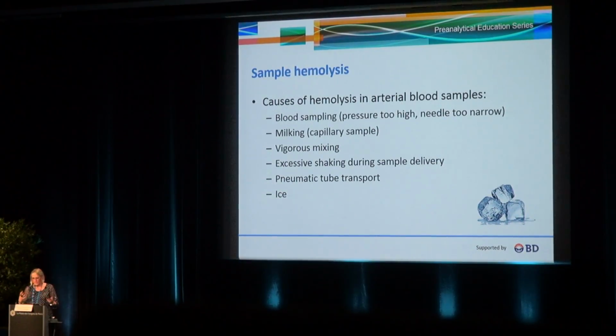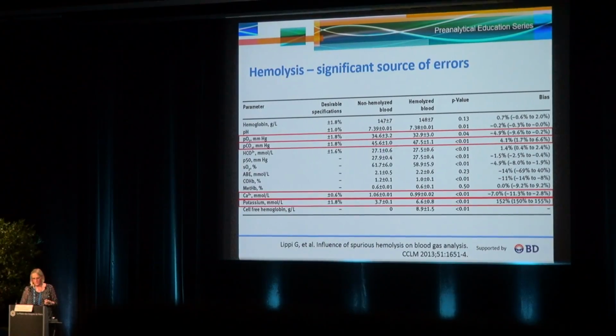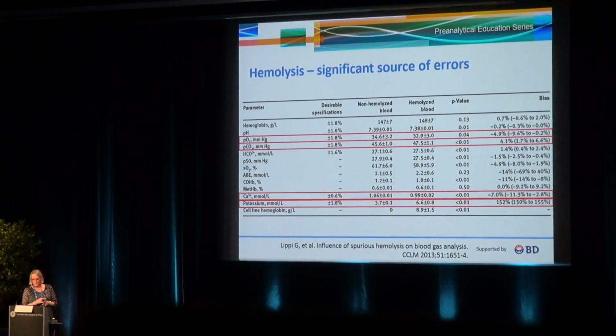if you do excessive shaking during sample delivery, pneumatic tube transport, and ice. Ice can be a significant source of hemolysis, and this is why you don't want to use ice cubes for cooling your sample. If you need to cool the sample, then please use slurry, so crushed ice, because if a sample comes in direct contact with the ice, it will most probably hemolyze. Hemolysis is a significant source of errors.